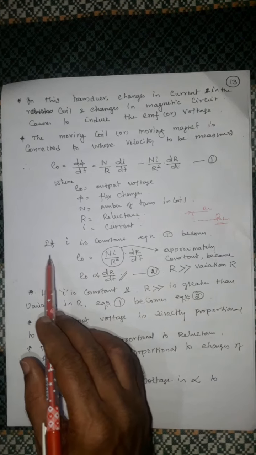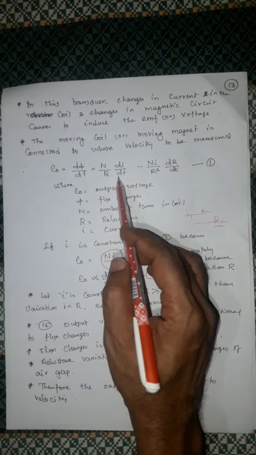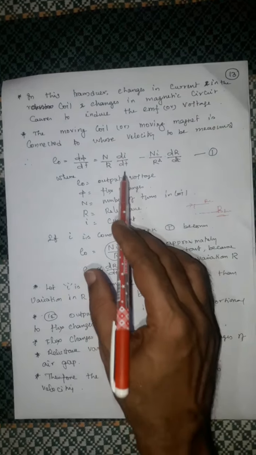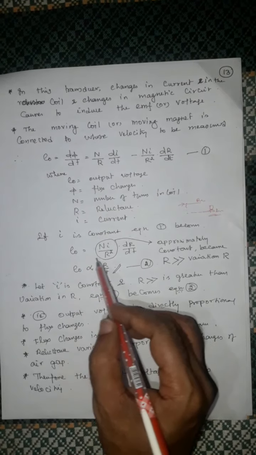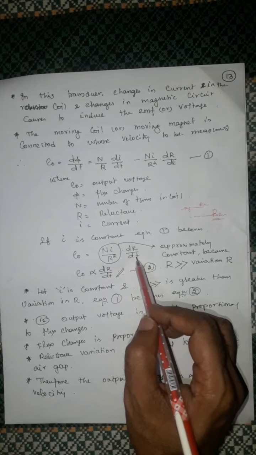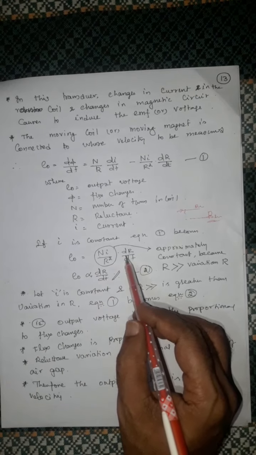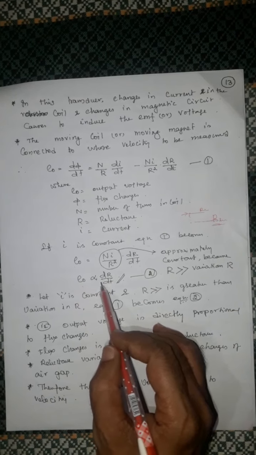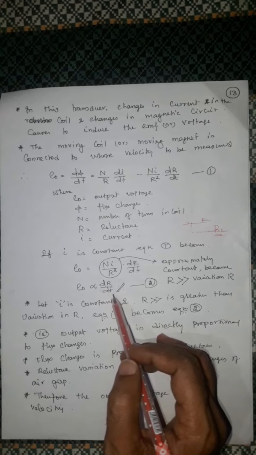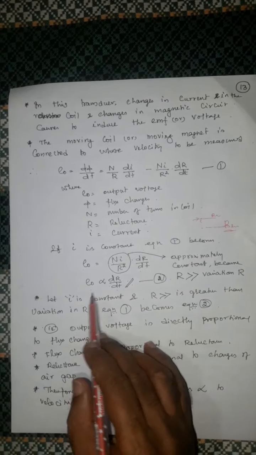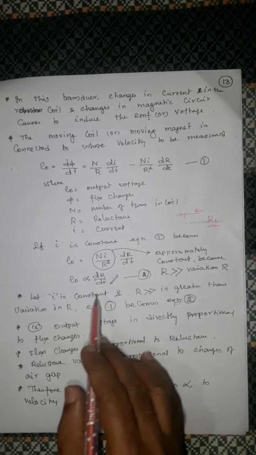If i is a constant in the equation, di/dt becomes 0, because the rate of change of a constant is 0. Therefore, E0 equals n i/R² dR/dt. The number of turns, current and reluctance are almost constant. The remaining term is dR/dt. Therefore, the output voltage is directly proportional to dR/dt, that is, the rate of change of reluctance with respect to time.